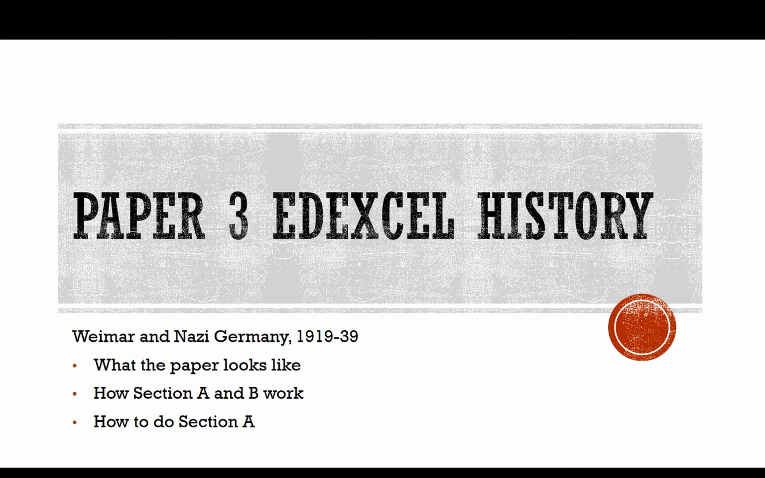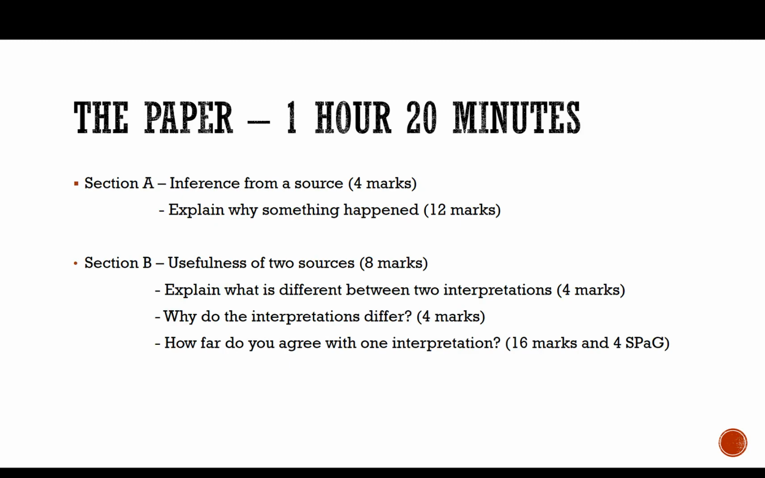Hello and welcome to how to do an explanation of paper 3 for the new GCSE History Edexcel paper. For us, for paper 3, we do Weimar and Nazi Germany between 1919 and 39. This video is designed to have a look at what the paper actually looks like, how sections A and B work, and how to possibly do section A.